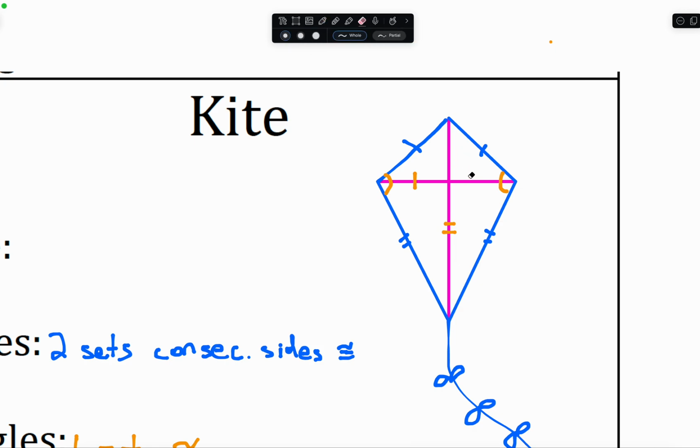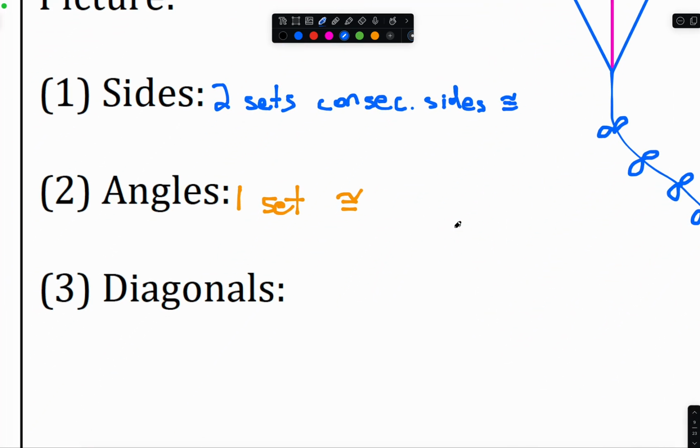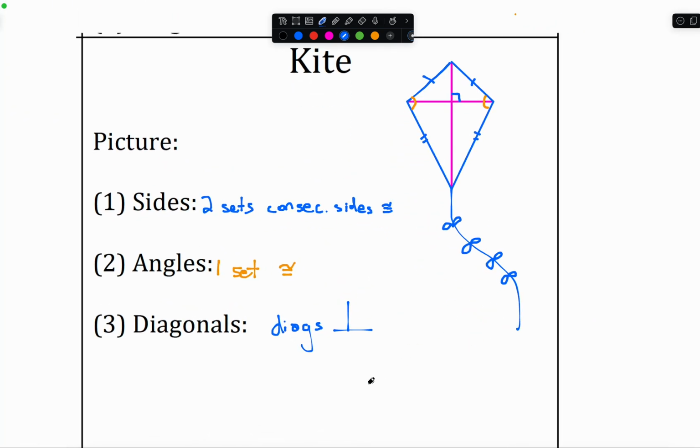But what is true about a kite and the diagonals of a kite is that they are perpendicular. They form a 90-degree angle when they cross each other. That's like the posts of your kite that you put together, right? So I'm just going to say diagonals are perpendicular. The symbol for perpendicular is that upside down T. So diagonals, perpendicular. There we go. So that's information that you need to write down in that little box.